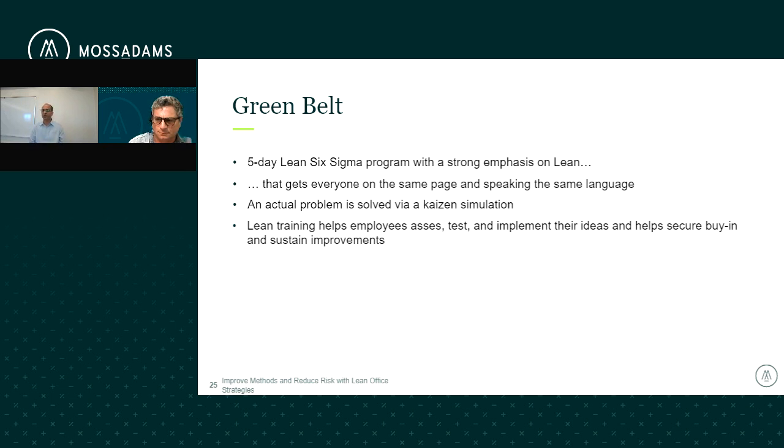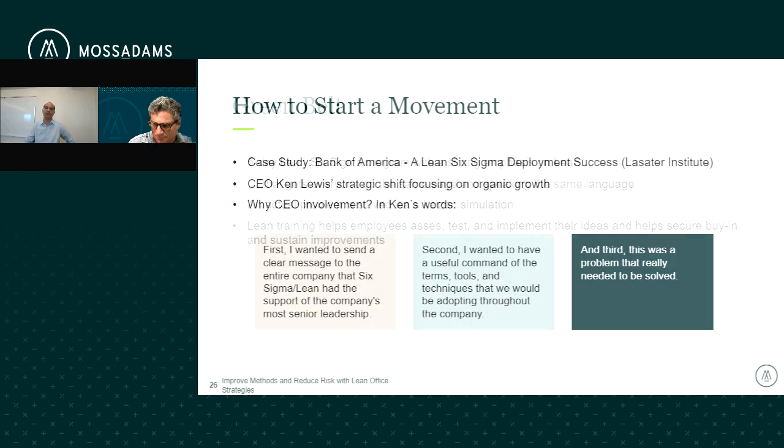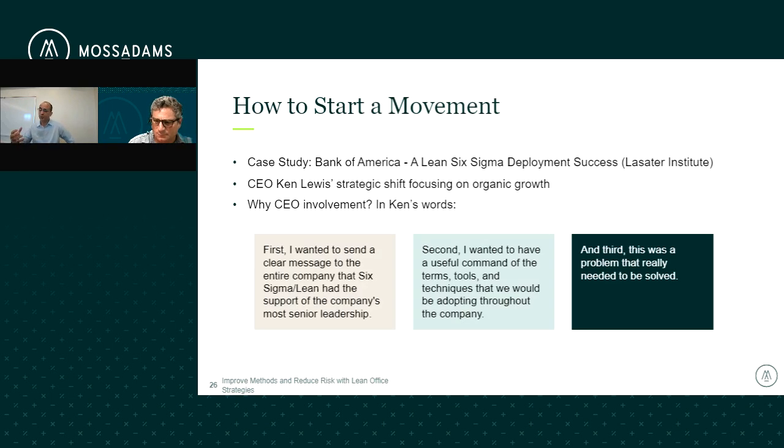And so training, of course, helps secure buy-in and sustain the improvement. So that's one way to start: the green belt. To start a cultural change through Lean Office is via green belt.